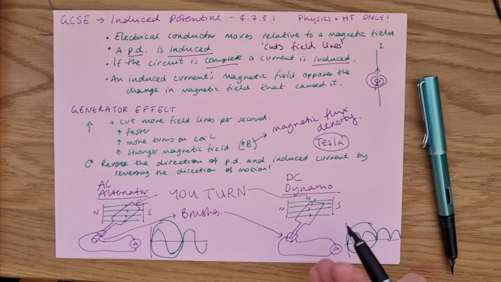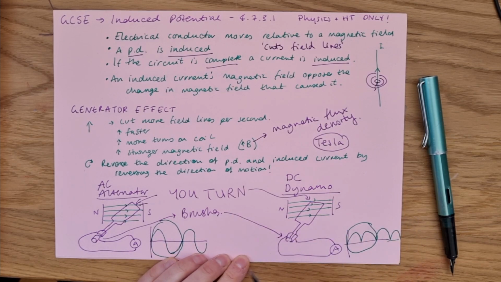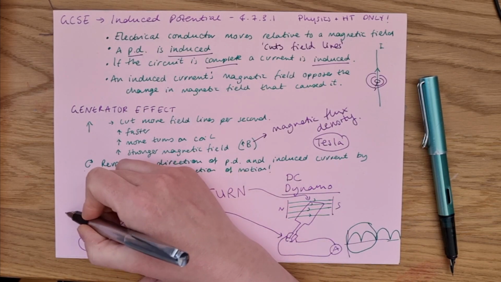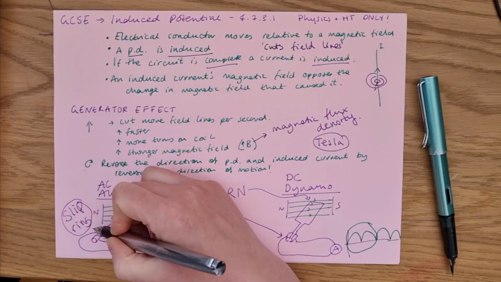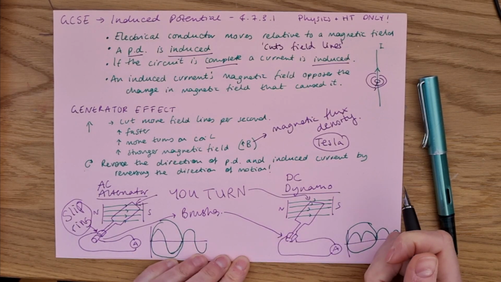I mean, sometimes the simpler thing to do is to turn the magnet, but this is the case of turning the coil. Now, this has a slip ring. It's called a slip ring, which just basically means the brushes slip over the two connections, and that's what produces the alternating current.